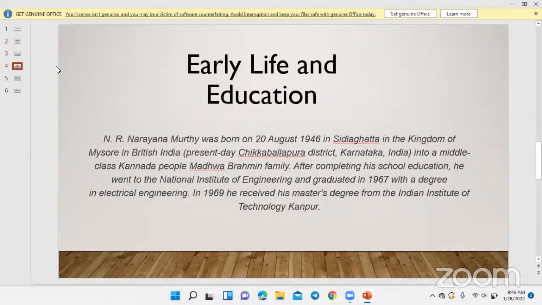Next page. His early life and education. N.R. Narayan Murthy was born on 20 August 1946 in Sidlaghatta in the Kingdom of Mysore in British India, into a middle-class Kannada Madhva Brahmin family. After completing his high school education, he went to the National Institute of Engineering and graduated in 1967 with a degree in electrical engineering. In 1969, he received his master's degree from the Indian Institute of Technology, Kanpur.